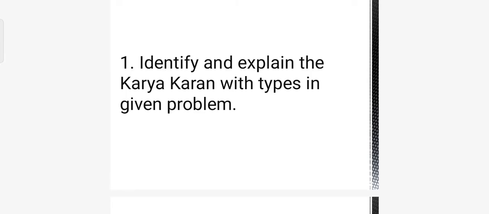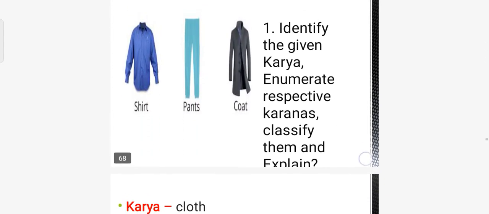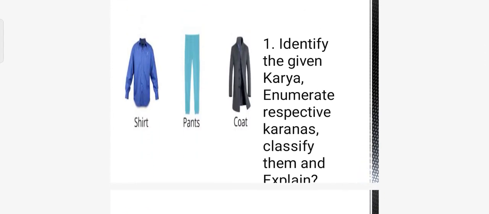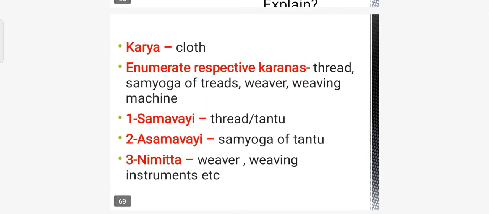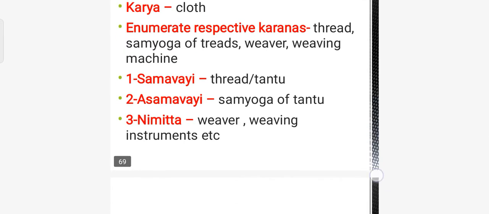Identify and explain the Karya Karana with types in the given problem. So the first one, you can see that there is a shirt, pant and coat image given. So let's see the example. The Karya is the cloth, that is the ready shirt, pant or coat. The Karanas are the Tantu, Samyoga of the Tantu, weaver and weaving machine. So Samavaya Karana being the Tantu, Asamavaya Karana the Samyoga of the Tantus, Nimitta Karana the weavers and instruments, etc.